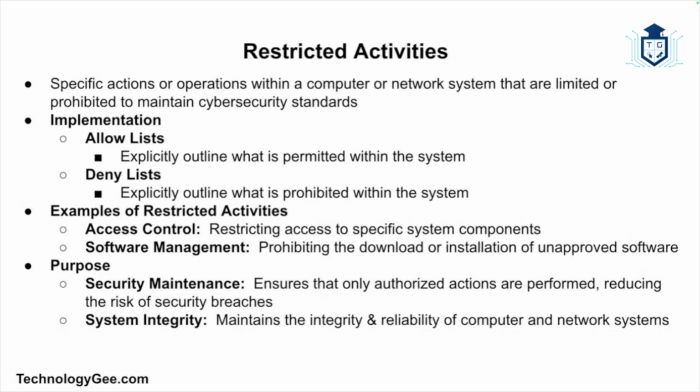All right, next let's talk about restricted activities. And these are specific actions or operations within a computer or network system that are limited or prohibited to maintain cybersecurity standards. And these limitations are often defined through allow lists and deny lists, which, as you've just seen, explicitly outline what is permitted and what is not. So for example, restrictive activities may include accessing specific system components or downloading unapproved software.